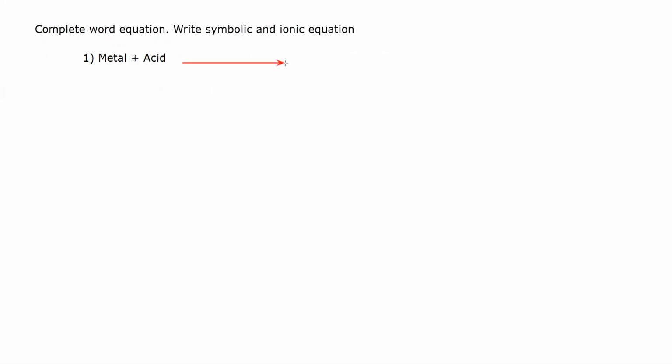The reason why I'm taking more time for this topic specifically is because the other reactions are similar. So if you understand this one, then I don't have to explain the other parts in detail. We'll do just a few examples for the other parts. So metal plus acid will result in the formation of salt plus hydrogen.